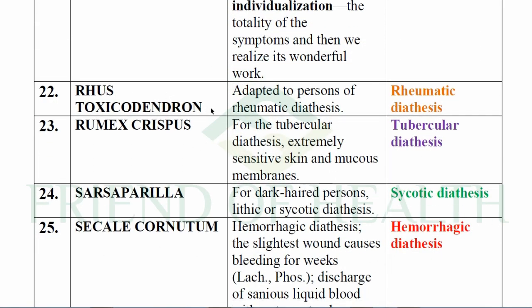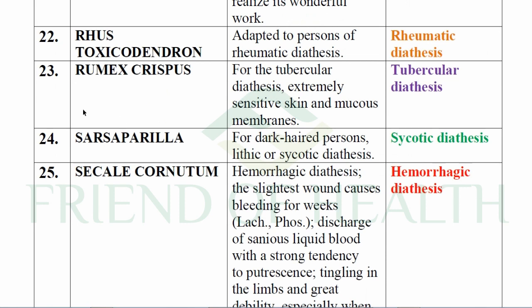And Rhus toxicodendron. Next is Rhus tox, adapted to persons of a rheumatic diathesis. So again a rheumatic diathesis remedy. Rumex crispus for the tubercular diathesis, extremely sensitive skin and mucous membrane. So you can see the skin symptom or the modality of undressing, etc. if you see Rumex crispus. So it is a tubercular diathesis remedy.